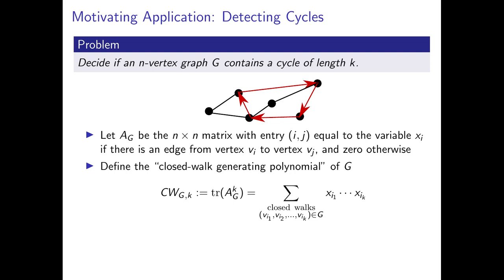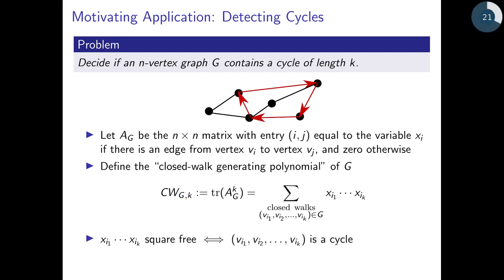So it's not difficult to show that the trace of this power is equal to the sum over all the closed walks of length k in G of the product of the variables associated to the vertices along the walk. You can think of this as a kind of closed walk generating polynomial for the graph.